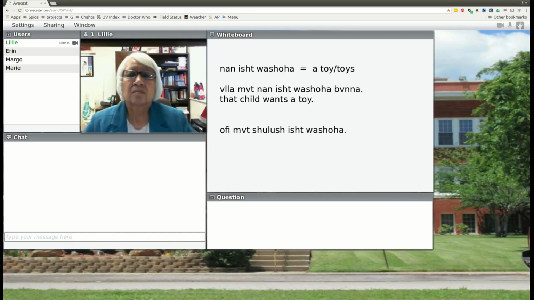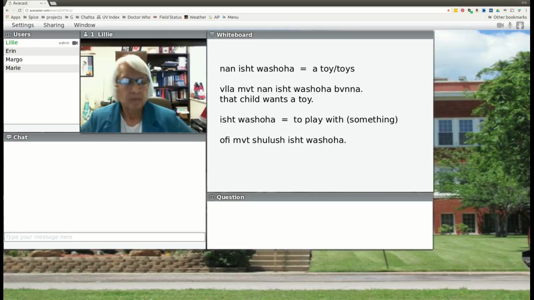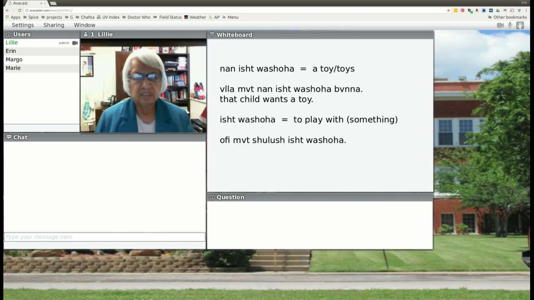And then I gave you the example, alamat non-ishtwashoha, banna. Then I give you just ishtwashoha. This means to play with something. When you put non with this one, it becomes a noun. When we had isht, this stays a verb. Ishtwashoha, to play with something. Non-ishtwashoha is a noun, means a something with which to play.